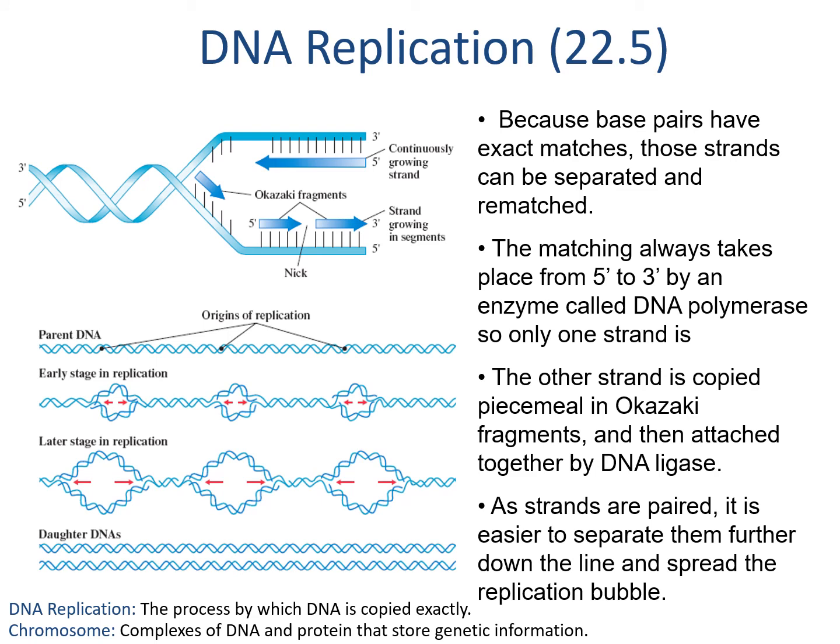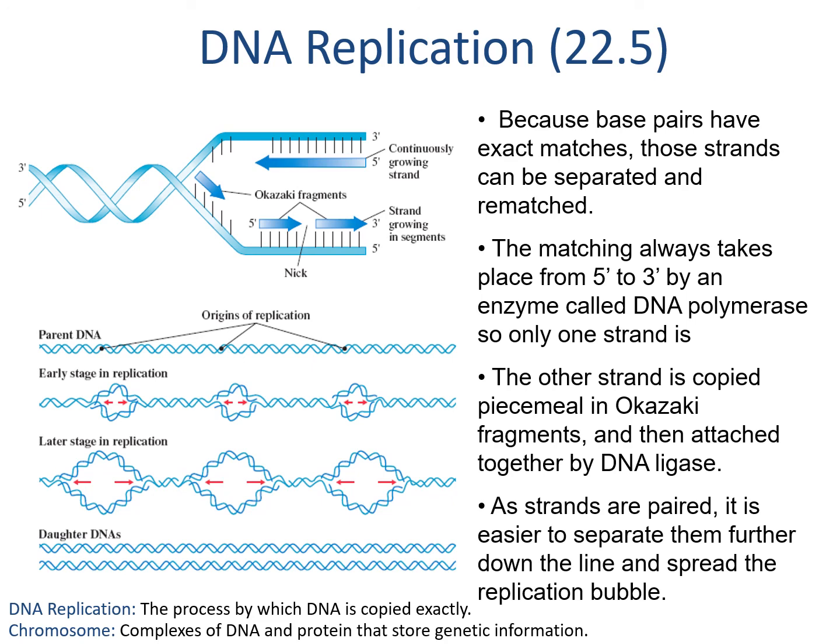Because our base pairs have exact matches, these strands can always be separated and we can synthesize the reverse complementary strand and create new DNA. The matching always is going to take place from the 5' end to the 3' end by an enzyme called DNA polymerase, which matches the direction that we write our DNA in. Notice that if we're trying to create DNA from 5' to 3', that works really well when we start at the 3' end and work the opposite way. It doesn't work as well in the complementary strand, and so the complementary strand is created in piecemeal segments called Okazaki fragments that are later attached together.